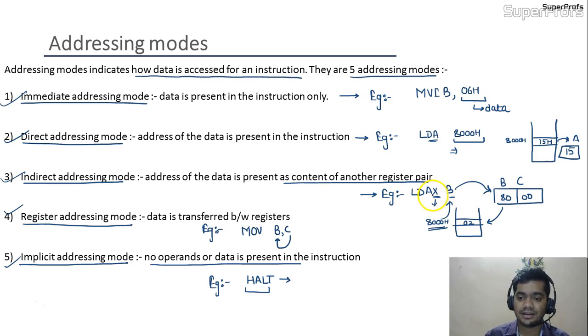If the data or the address of the data is represented as the content of a register pair, it means that it would be an indirect addressing mode. If there are only registers available, that would be register addressing mode, and if there is no operand or data present in the instruction, that would be an implicit addressing mode. So these are the addressing modes. I hope you have written all the addressing modes.